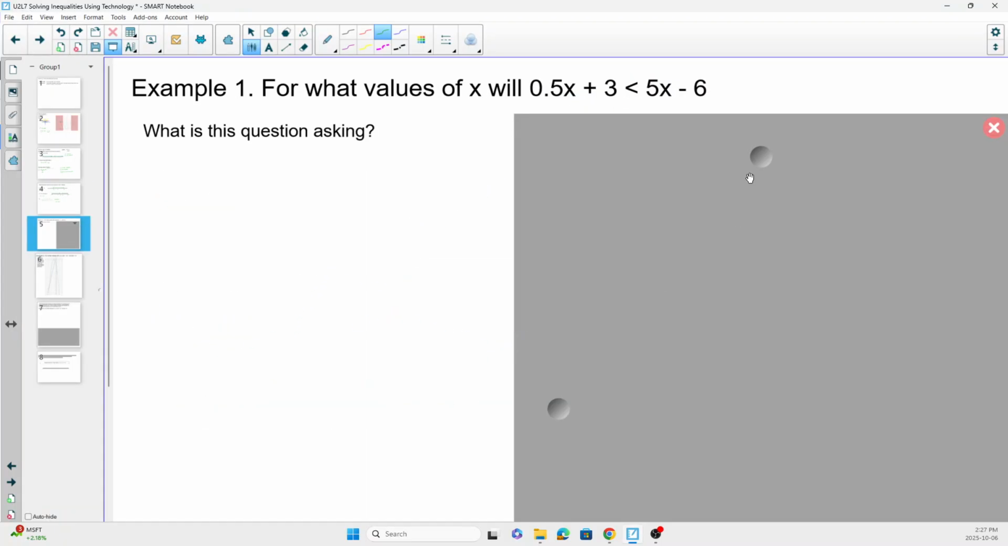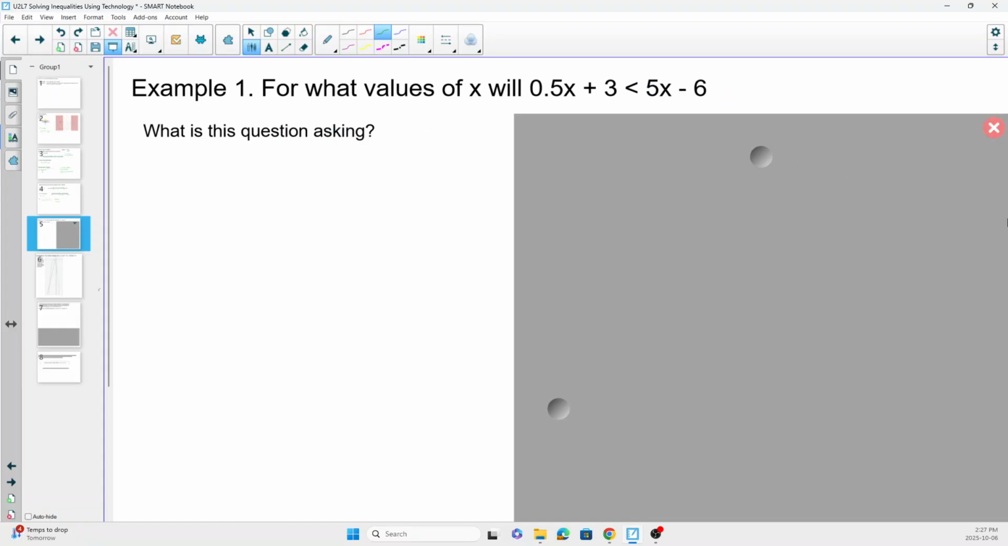Okay, so hopefully you had a minute to think about what this is actually asking. These are both linear functions, and this is a linear equation with, well, really it could be 1 over 2x. So it has a y-intercept of 3, and then it goes up 1 over 2, up 1 over 2. And this is a y-intercept of -6, and it goes up 5 over 1. And what we want to know is what x values will make this function less than this function.